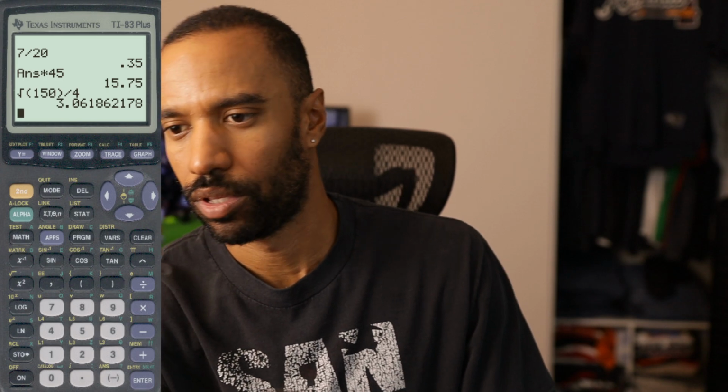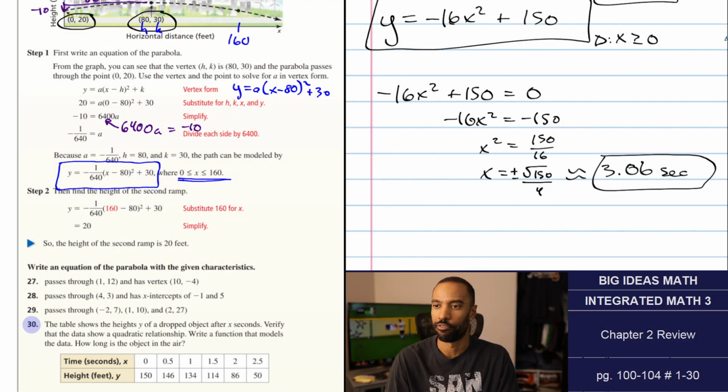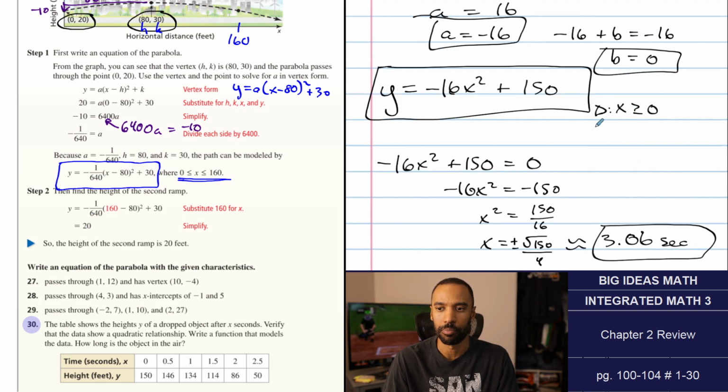The negative part doesn't really matter to us, like I stated, because that's something that's beforehand, before the object was dropped. That's not part of the model. So the object is in the air for 3.06 seconds.